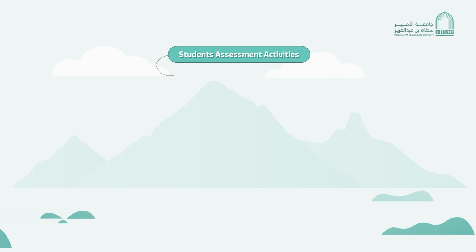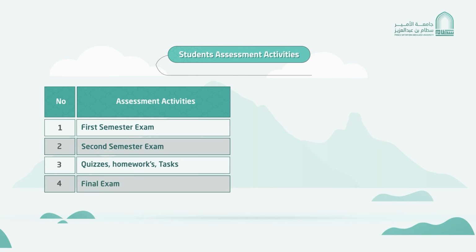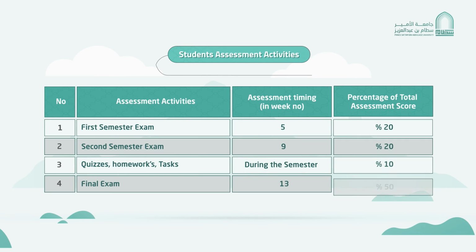Students' assessment activities. Assessment tasks: written exam, oral exam, presentation, group project, worksheet, etc. Updating the table stating the specific dates for each assessment task. The percentage of the final assessment assigned to those tasks is approved by the department council. The assessment tasks in this table must be matched with the measurement methods cited in the course learning outcomes table.